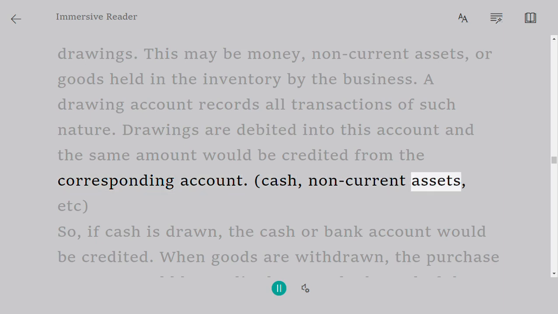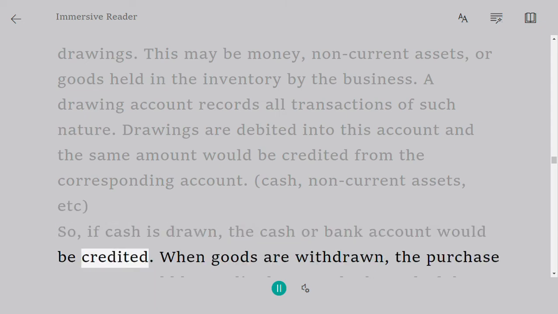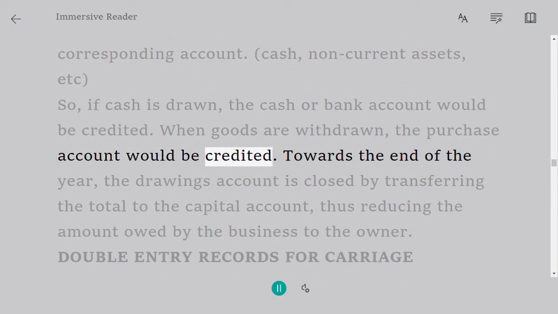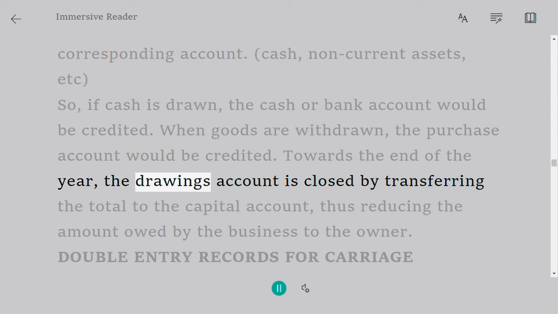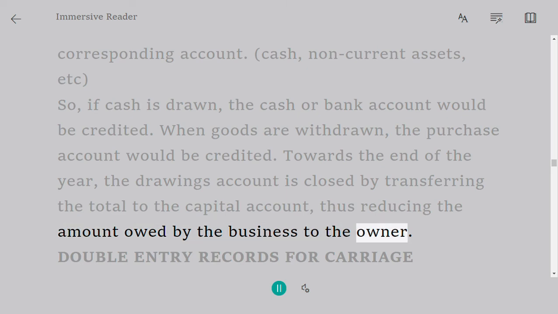Cash, non-current assets, etc. So if cash is drawn, the cash or bank account would be credited. When goods are withdrawn, the purchases account would be credited. Towards the end of the year, the drawings account is closed by transferring the total to the capital account, thus reducing the amount owed by the business to the owner.